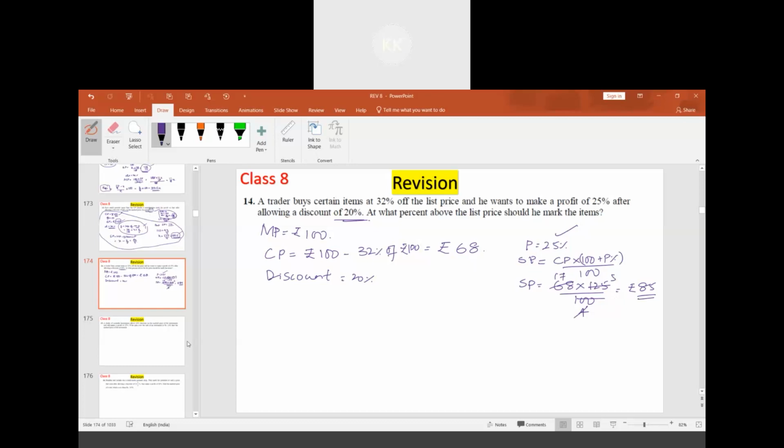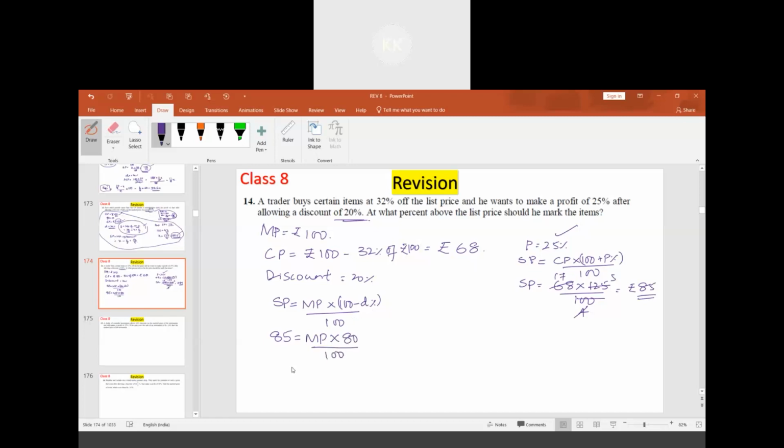On this selling price, there is a discount allowed, which is 20%. So discount is given on the market price. So we can write selling price as the market price into 100 minus discount percent divided by 100. This formula can be applied. Selling price we have found is 85. Market price we need to find, into 100 minus discount percent, discount percent 20%. So this will be 80 divided by 100.